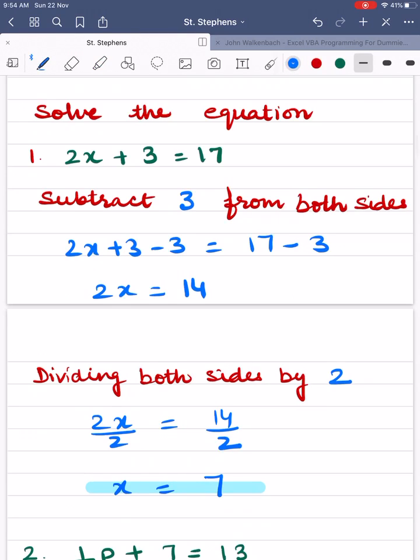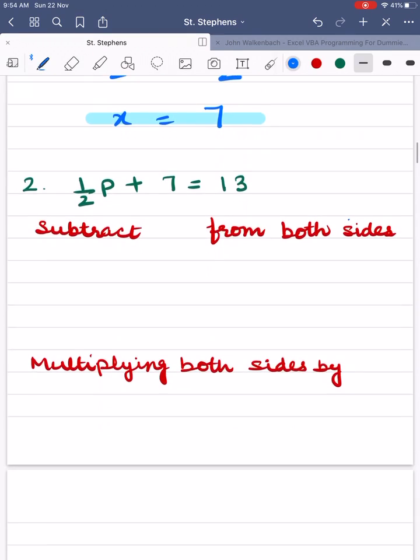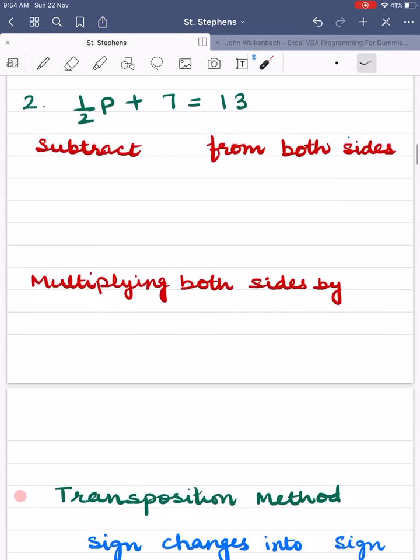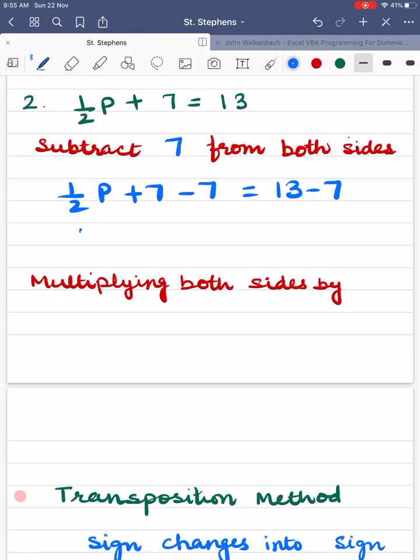Now let's solve half p plus 7 is equal to 13. So first let's remove 7 from the left hand side. So subtract 7 from both sides. So we have half p plus 7 minus 7 is equal to 13 minus 7. So here we get half p is equal to 6.